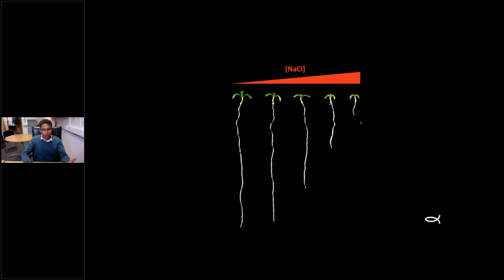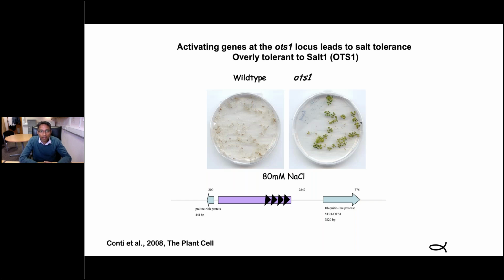So we then did what you call an activation tag screen, whereby you randomly activate genes with enhancer elements randomly inserted across the genome, and they activate genes within the context of the gene expression itself. So in other words, it's not ectopic expression, but is expressed much higher than it would be within the system that it's expressed in.